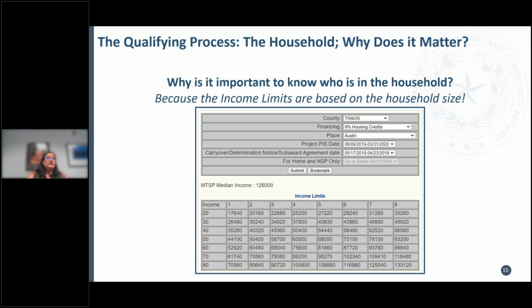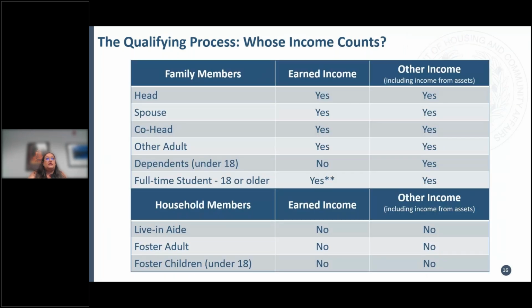So whose income counts? We've got this handy chart here. The family members listed at the top. There are 6 different types of family members. We've got our head, spouse, co-head, other adults, and dependents under 18 and full-time students 18 or older. You can see for earned income, if they are 18 or older, earned income is going to count. Full-time student income has those 2 little asterisks.